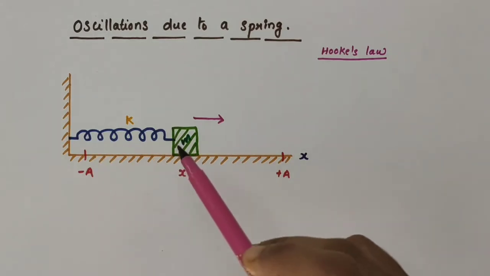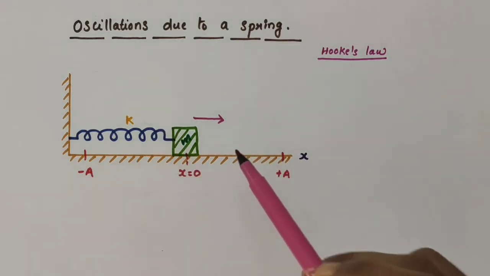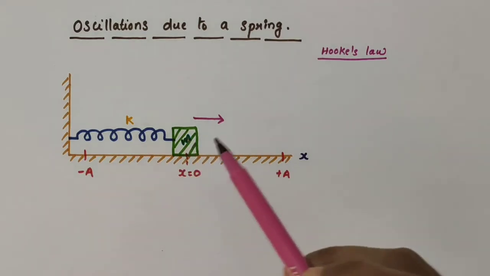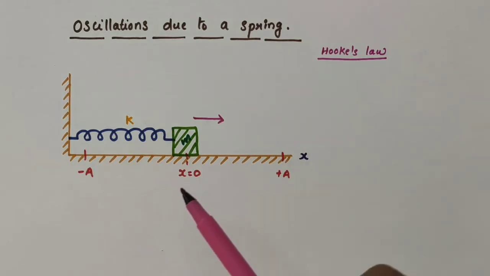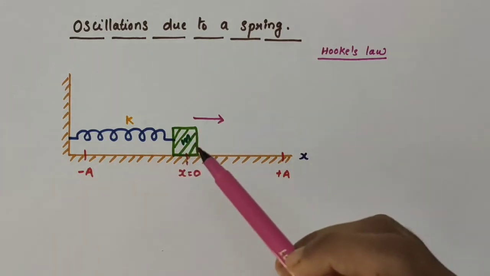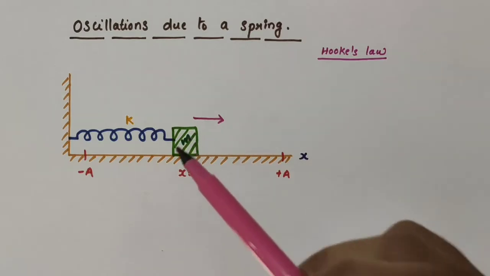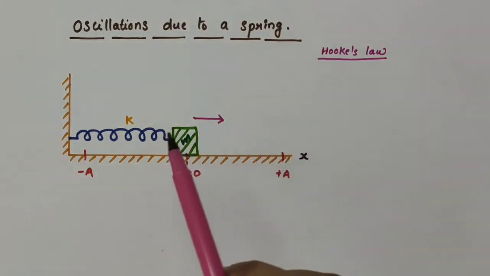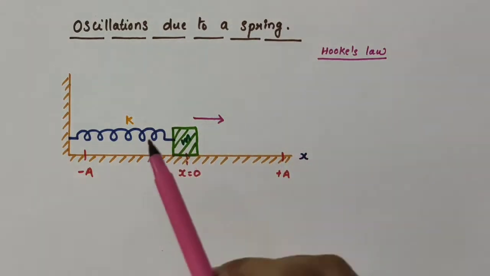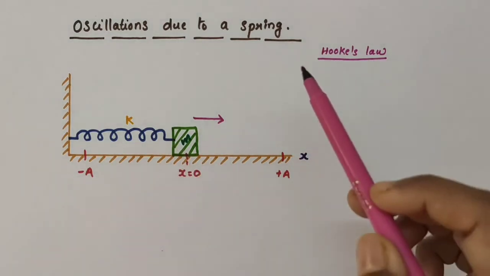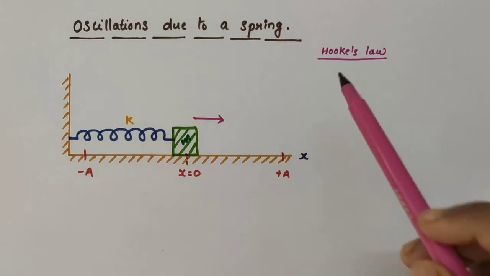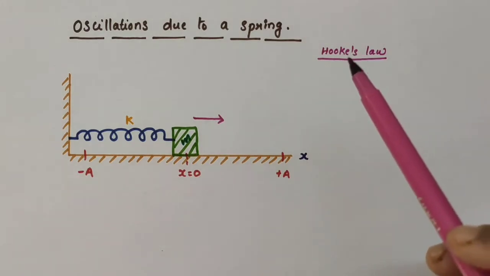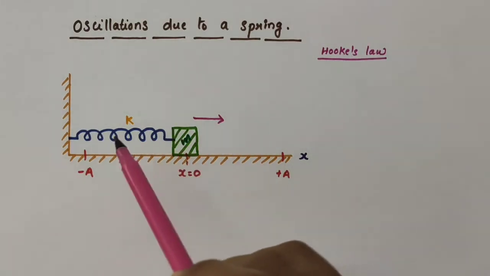See, when this block is displaced to one particular side, there will be a restoring force acting on it, and the restoring force tries to bring the block back to its equilibrium position. This restoring force is proportional to the displacement of the block and acts in the direction opposite to the displacement. That is, if the block is displaced to the right, the restoring force will be acting to the left. This is known as Hooke's law, which we have already discussed in our previous video. This law holds good for small displacements, that is, displacements which are small in comparison to the length of the spring.